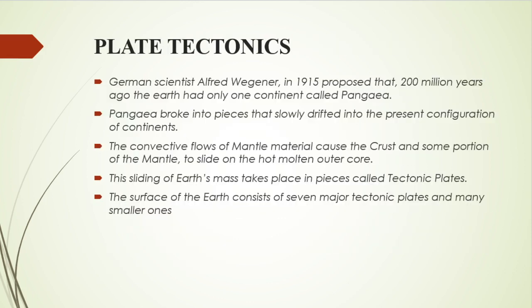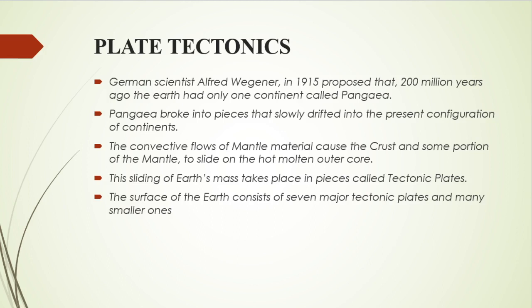Next is plate tectonics. The Earth's crust is divided into 12 major plates which move in various directions. The plates collide, pull apart, or scrape against each other. Each motion causes different types of features on the Earth's crust. The word tectonic refers to changes in the crust because of plate interaction. Pangaea broke into pieces that slowly drifted into the present configuration of continents.